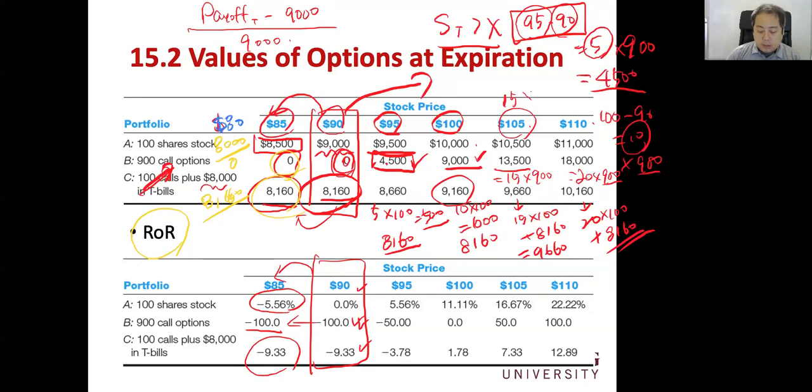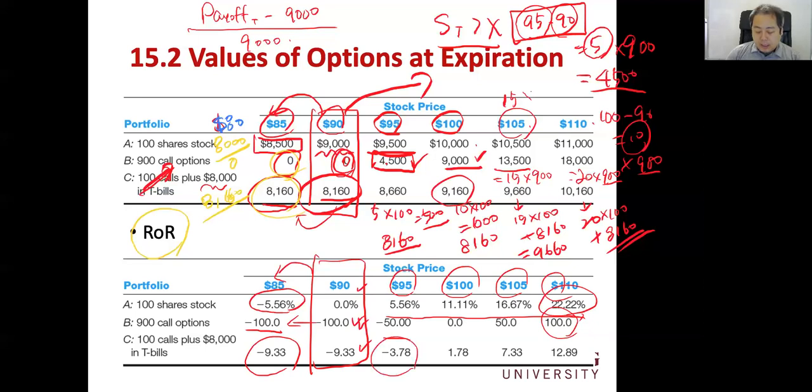So that is below the exercise price. Now at 95, 100, 105, 110, it increased by about 5.56%, 11.11%, 16.67%, 22.22%. But for the option, it goes from negative 100% to 0%, 50%, 100%. So the stock value changed by 22.22%, but the option value changes by like 100%.